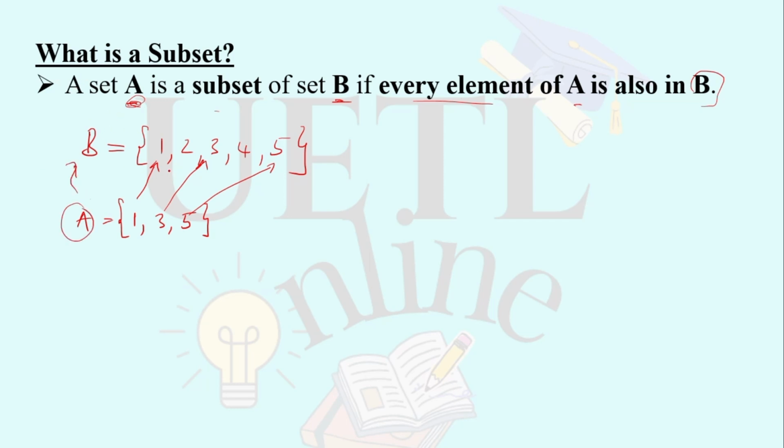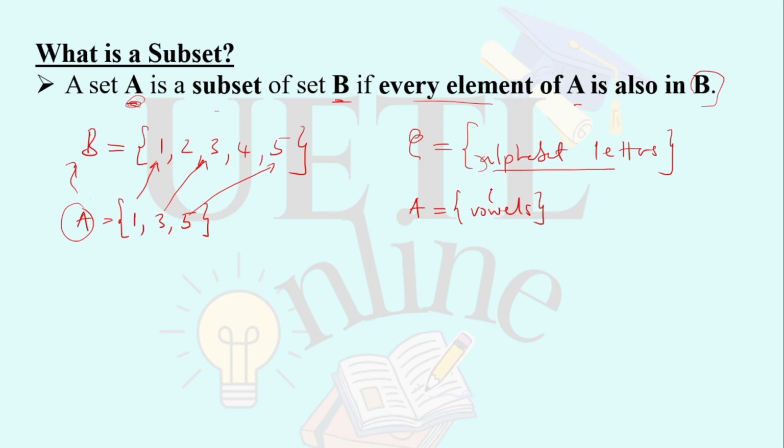We have a bigger set. Let's say we have a set of alphabet letters, and a set A which contains the vowels. The alphabet letters also contain the vowels, so this set A is a subset of this universal set. The universal set is represented by this sign, this U. So we can simply say that A is a subset of B. That's the meaning of subset.